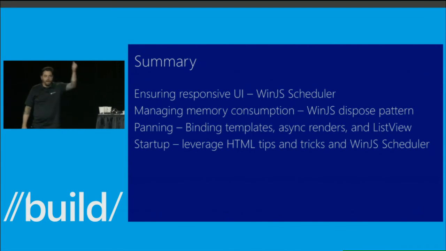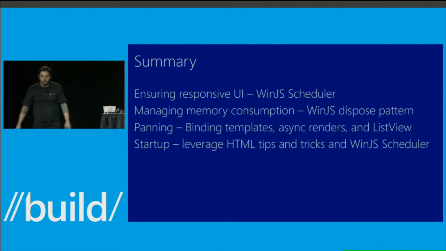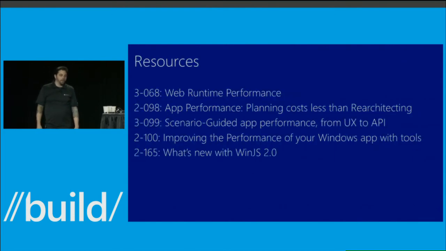For managing control lifetime and memory, use our dispose pattern. For panning, keep on using binding templates, our list view, and our async renderers, and we're going to make that even better for you. And then for startup, leverage those performance tricks that you have and use the scheduler and request drain. I'm going to put up some more resources for you.